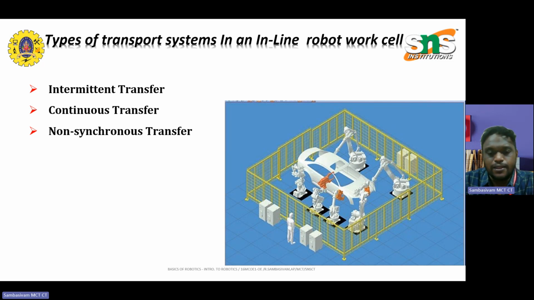In continuous transfer, the parts travel at a continuous, constant speed to perform the task, moving along the same path of line. When you go for non-synchronous transfer lines, they are power-free systems. Each part moves independently, in a start, stop, go manner. When a station has finished work on a part, that part proceeds to the next workstation.